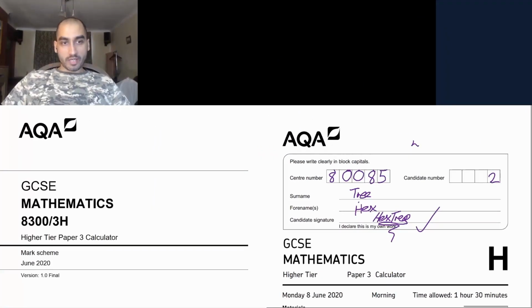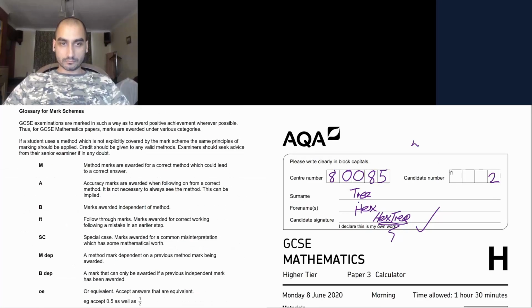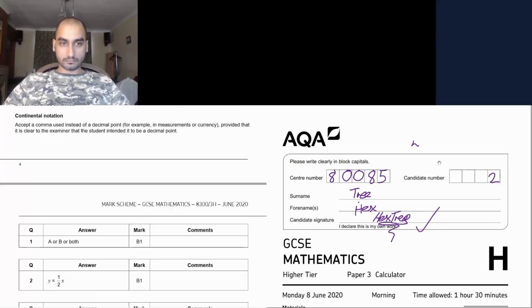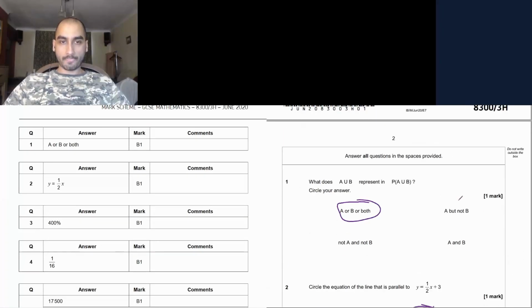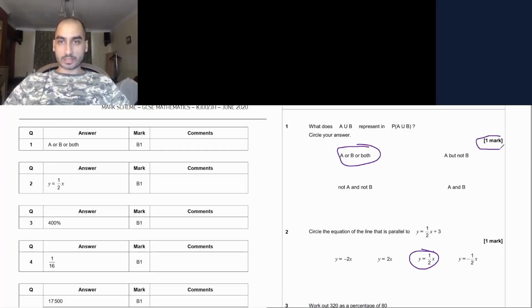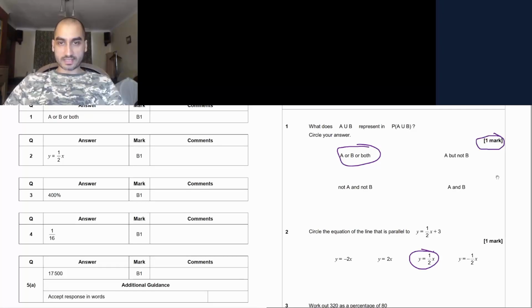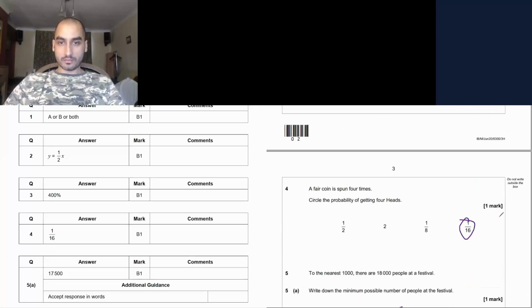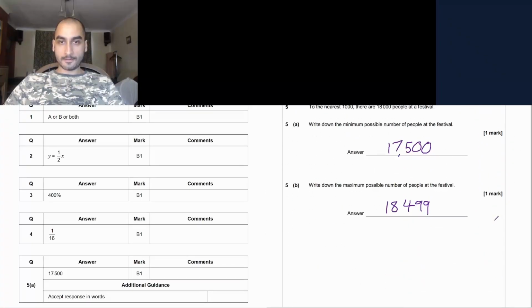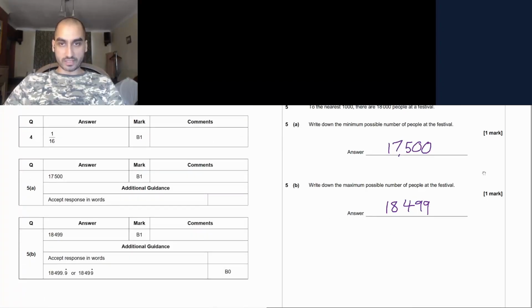All right, so we've got the marking paper. Okay, so A or B or both, correct. Half x, 400, 1/16. X, 100, 1/16. 17,500 to 18,499. 17,500 to 18,499, yep.